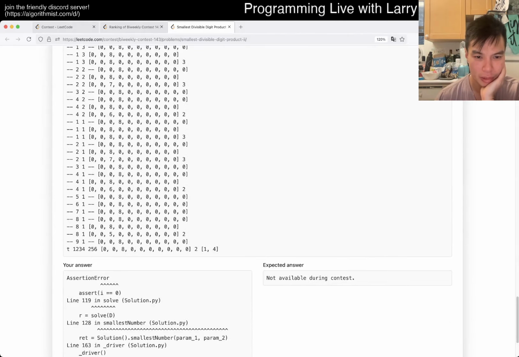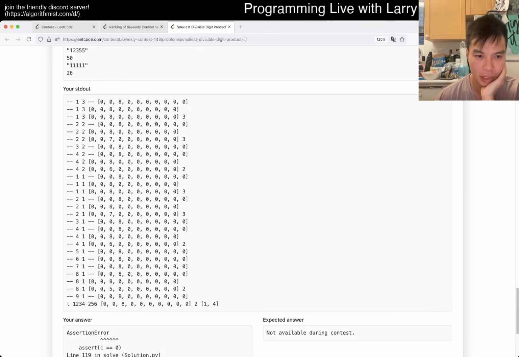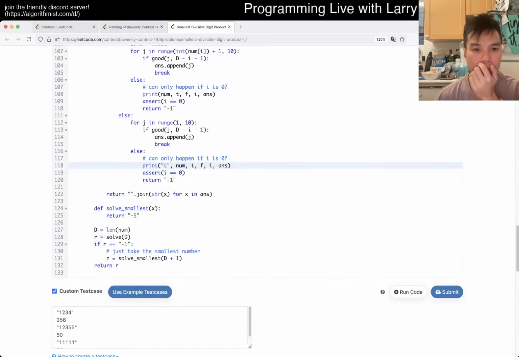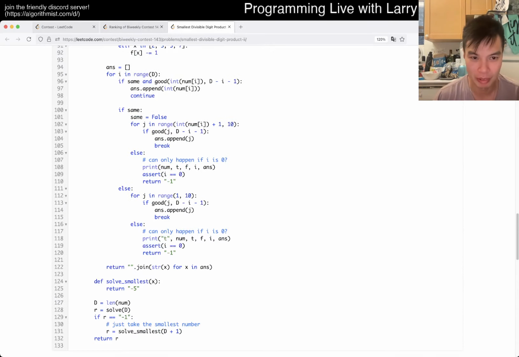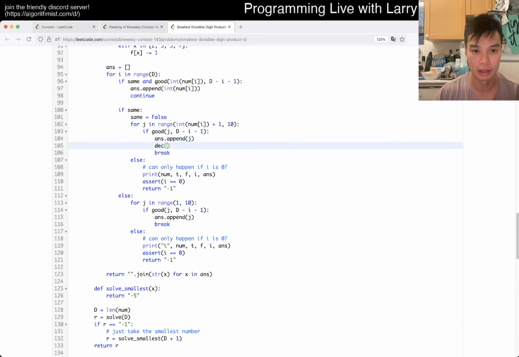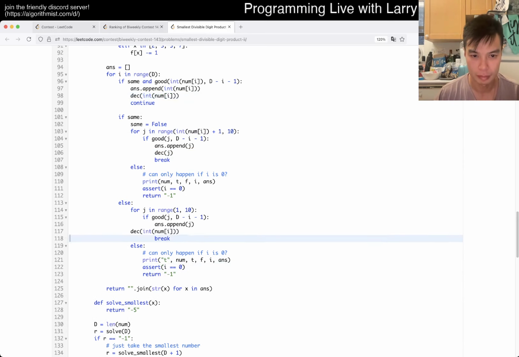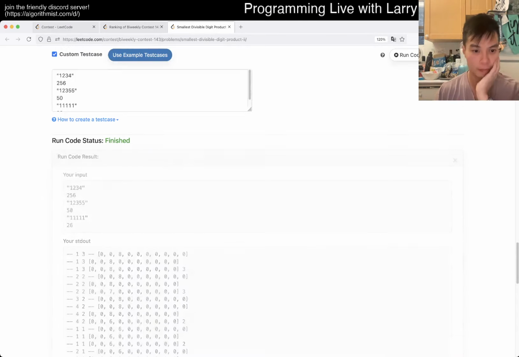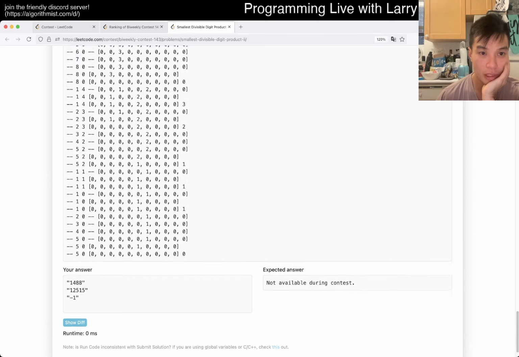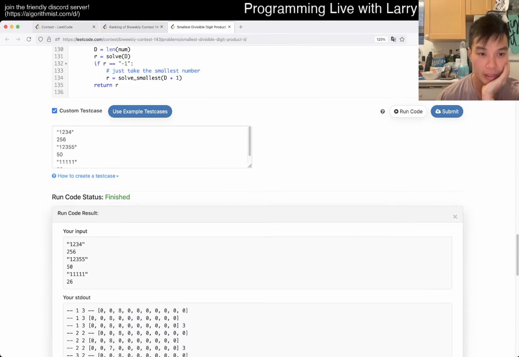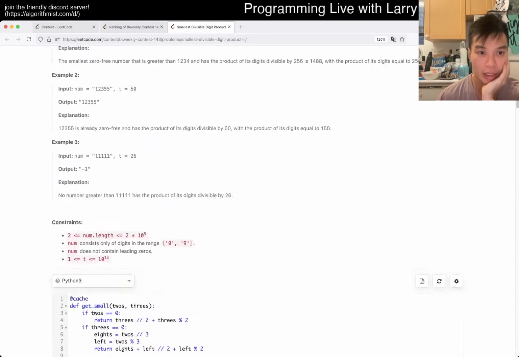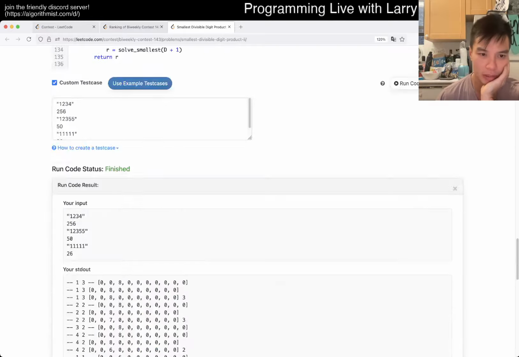Okay, so we try 1 and a 4, and then the last digit's no good. Why? Because you don't decrement that, right? Oh, because we wrote this function, but then we forgot to actually use it. So decrement j. Nope. Okay, so we have Q1 and Q2 maybe? Do I? No, this is, oh no, this is right-ish. Nope. It's not the smallest, that's why it's wrong.